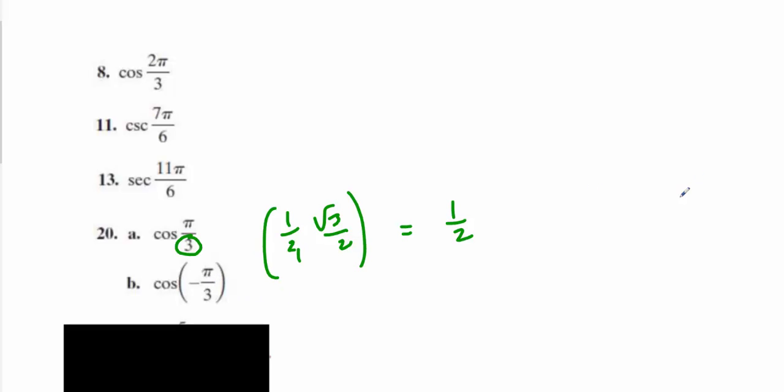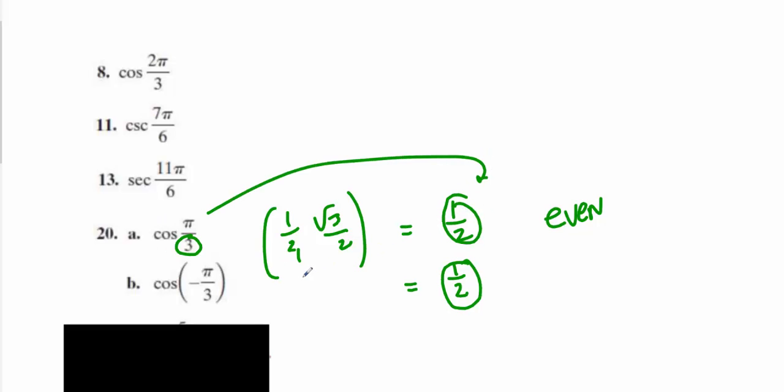All right, if it's the negative, because cosine is an even function, regardless of whether this is negative or positive, this is still equal to 1/2. So both of those values are the same because it is even. So both of those are 1/2.